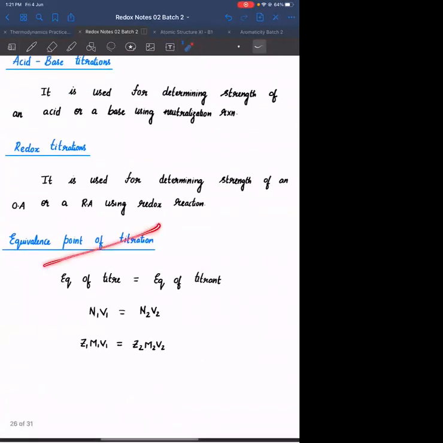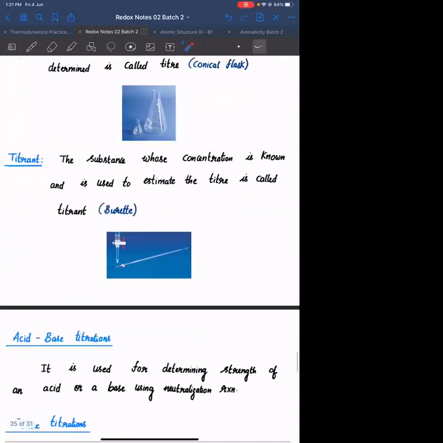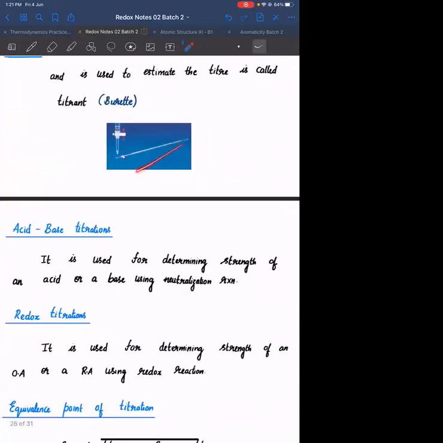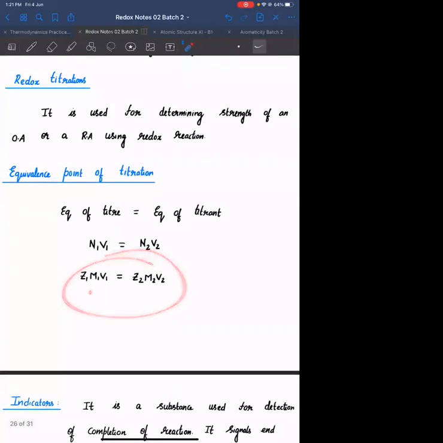So equivalence point of any titration, may it be an acid-base titration or a redox titration, what we need to do is we need to equate equivalence of the reagent which is present in conical flask equal to the equivalence of the reagent that is added through the burette. And ye kab kaise pata chalega hame? With the help of an indicator. The indicator will be changing its color whenever this equation is satisfied. Is this clear?